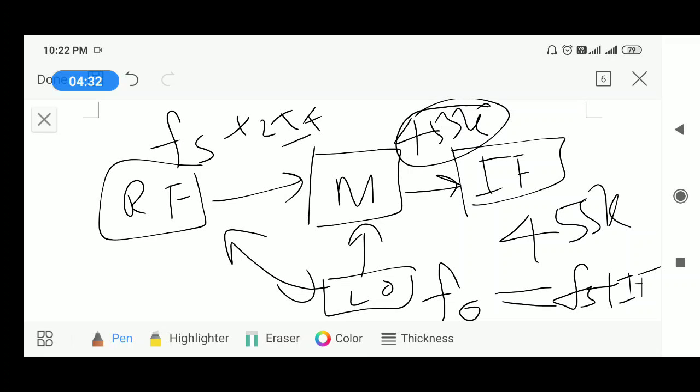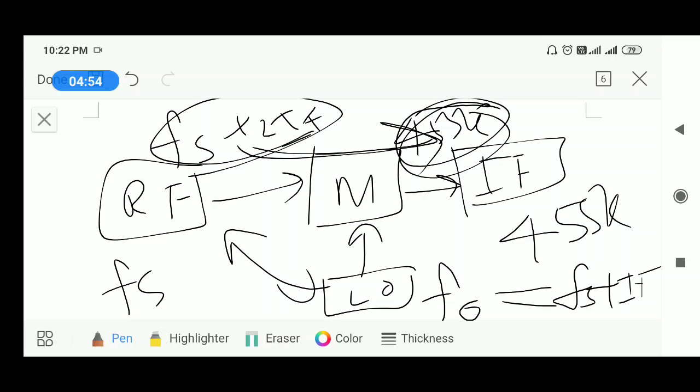We expect that the IF value will come out at the output of the mixer, but there is one more frequency, Fs plus 2IF. The difference between Fs plus 2IF and Fs plus IF is also IF. That means in addition to Fs, this frequency will also appear at the output of the mixer and enter the IF amplifier. Hence this is the image of the original or desired signal, and it is called the image frequency.